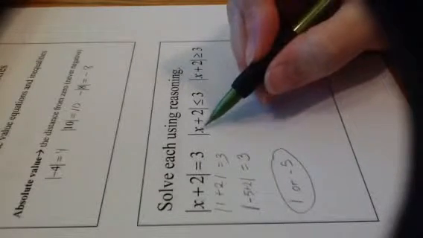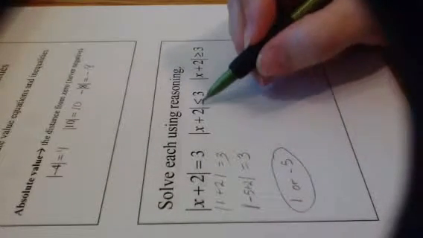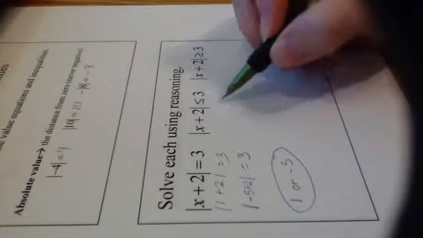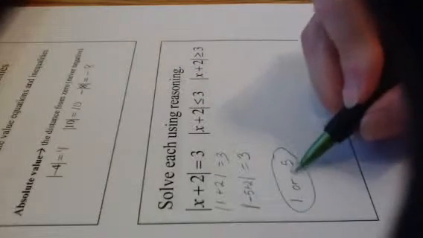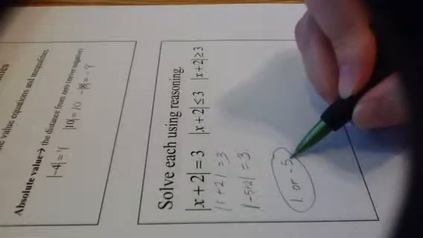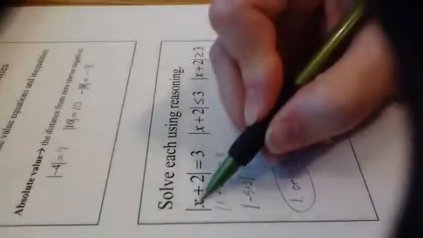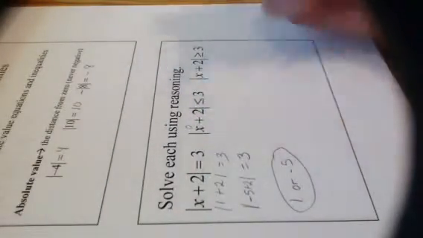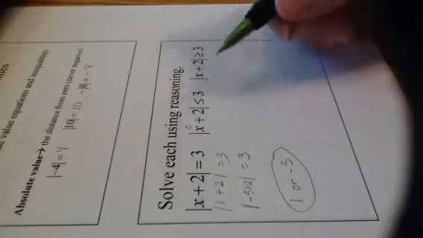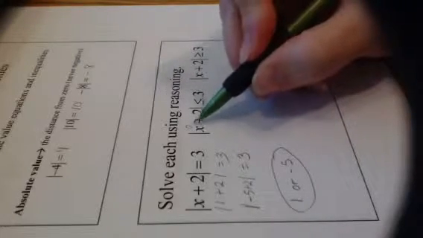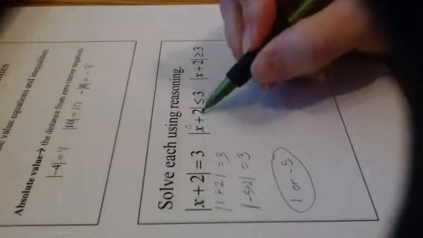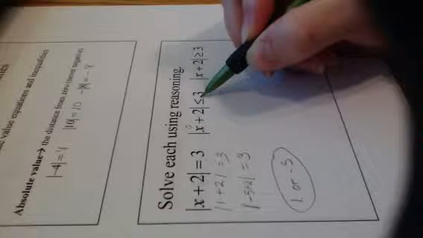Now let's take that to this. We want the absolute value of x plus 2 to be less than or equal to 3. So we know that 1 and negative 5 is where it's equal. So let's think about 0 for a minute. 0 plus 2 is going to be 2, which is less than 3.